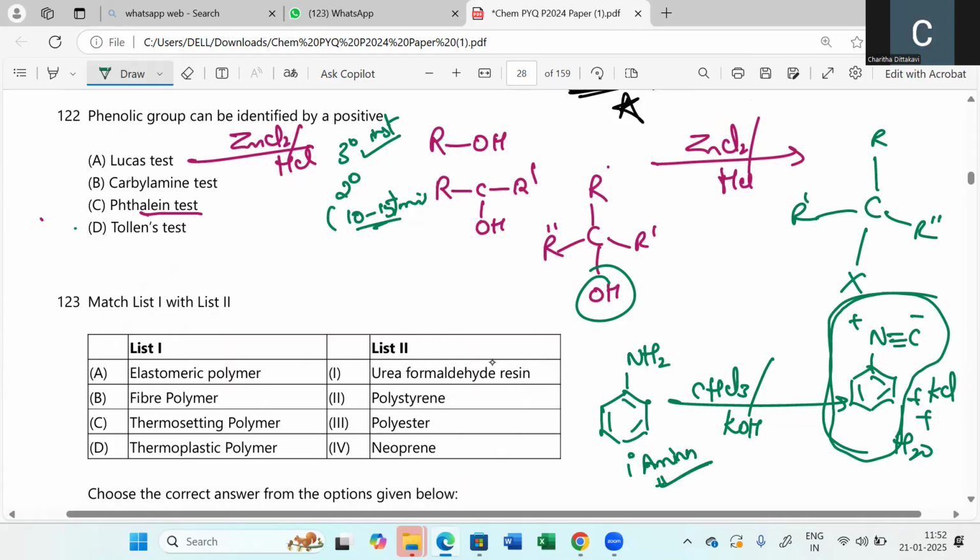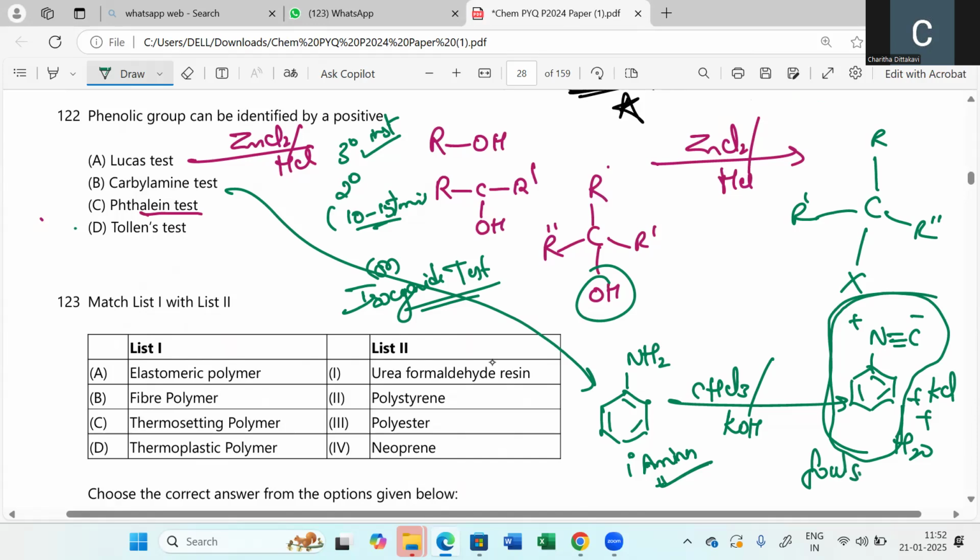So this is also called the isocyanide test, carbylamine test, or the CHCl3 isocyanide test. And how do you identify the test? This will be giving us the foul smell. Isocyanides will give you a foul smell.